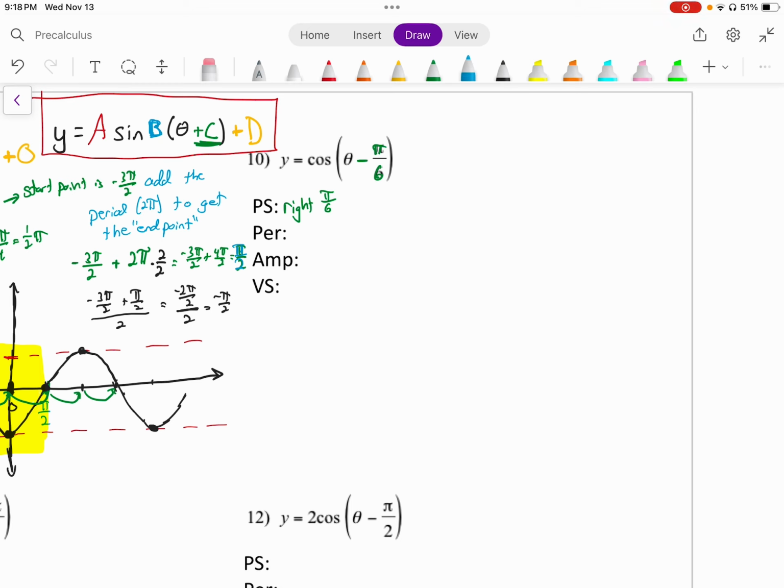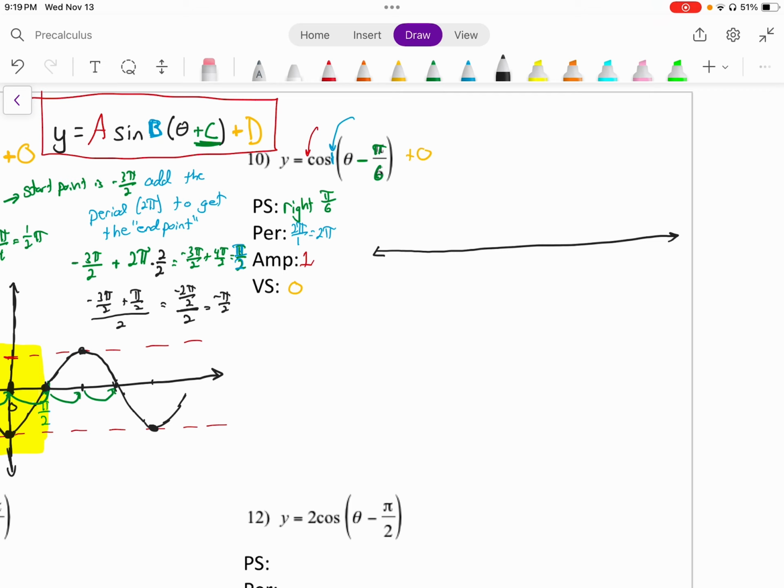Our period has an understood 1 there, so it's 2 pi over 1, which is 2 pi. Amplitude is an understood 1. There's no vertical shift. And so we can put in our axes here.